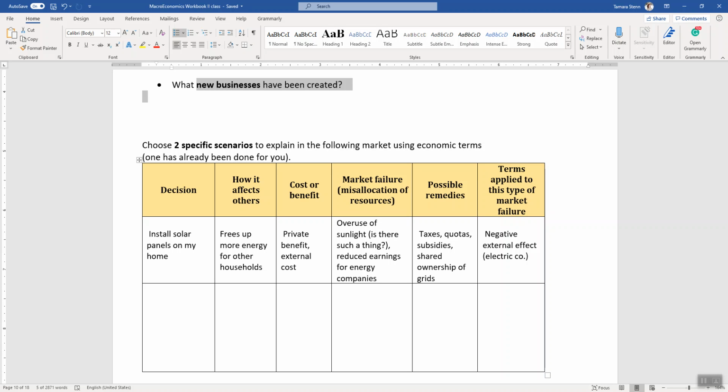So the market failure on this, right? One of them could be overuse, right? Am I overusing the sunlight? Is there such a thing? But the other one that is really interesting is the reduced earnings for energy companies.